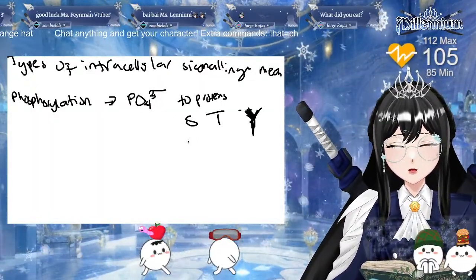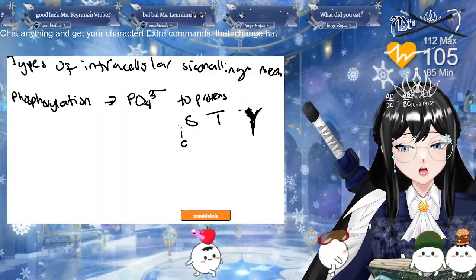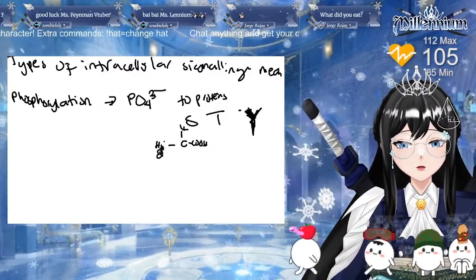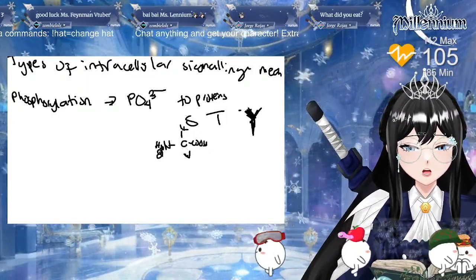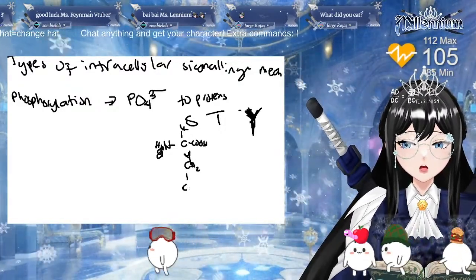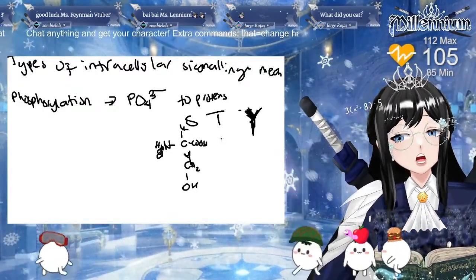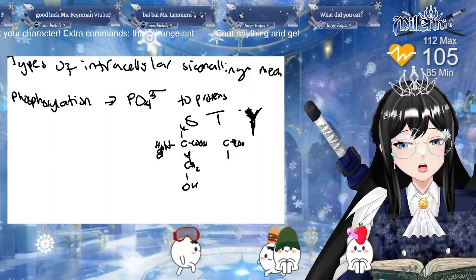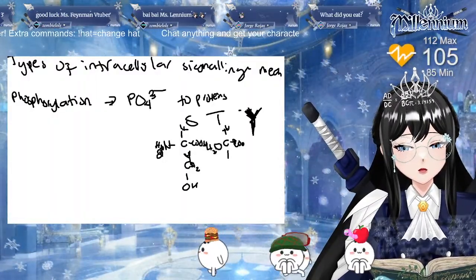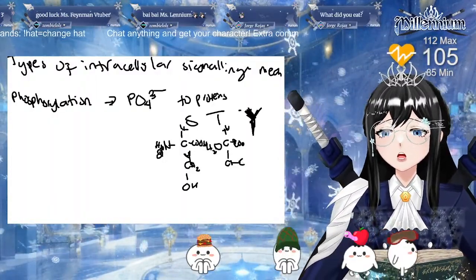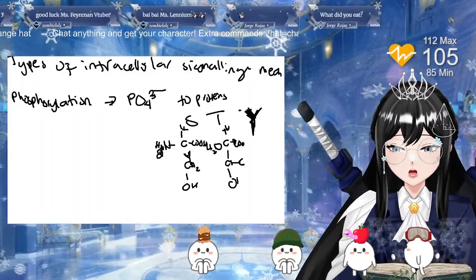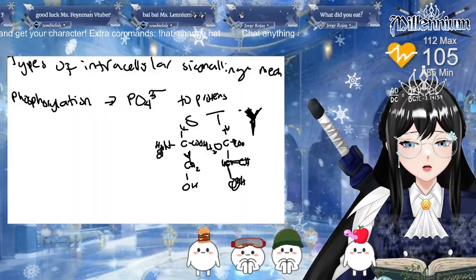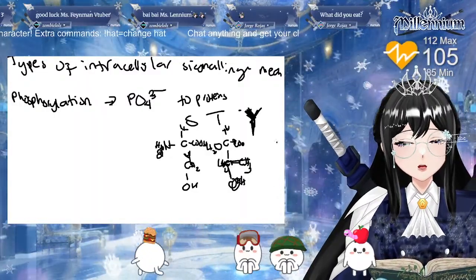And serine has an OH. It's H2N, CH, COOH, and then CH2 and OH. Good. And then threonine, serine and threonine. Threonine is a weird one. It is H2N, CH, COOH, and then CH with OH and CH3.